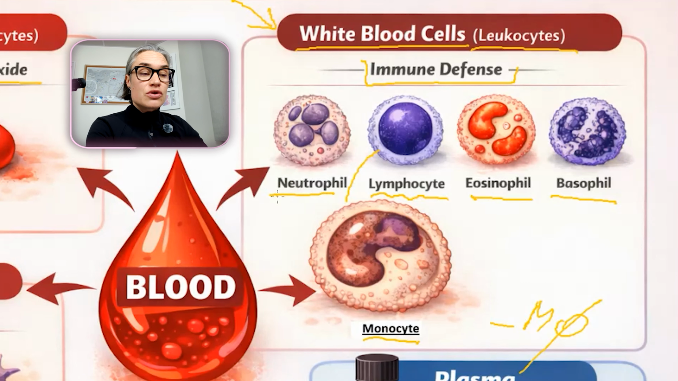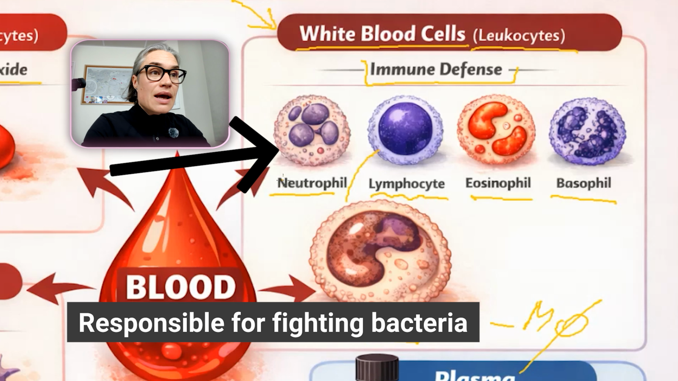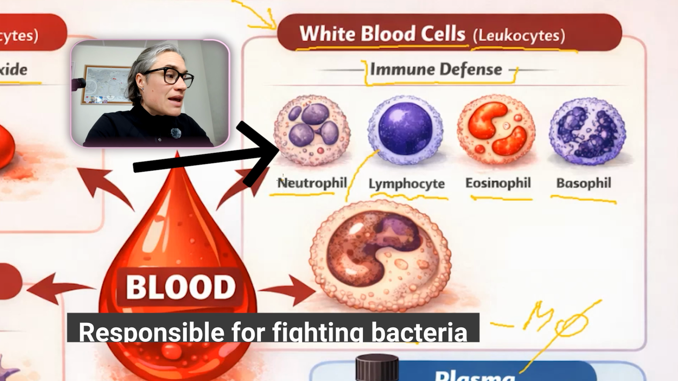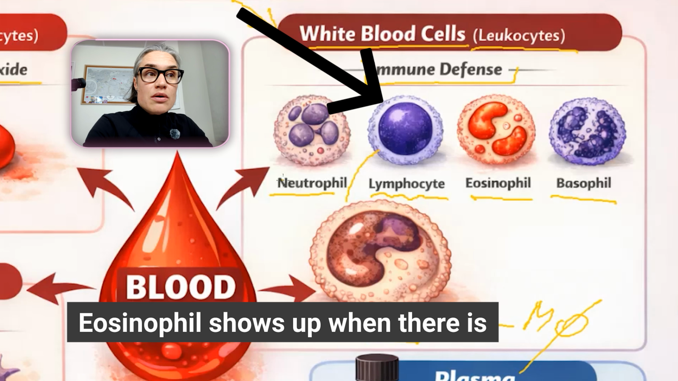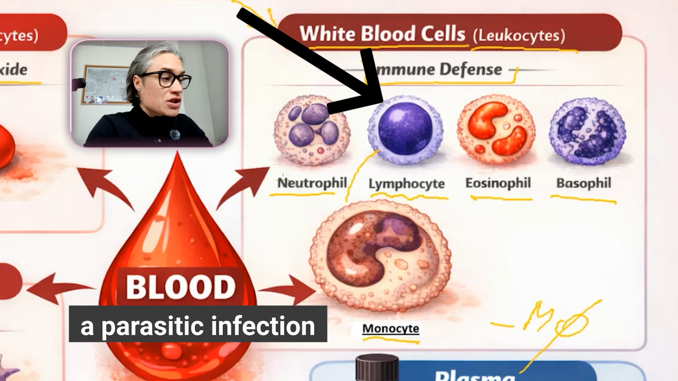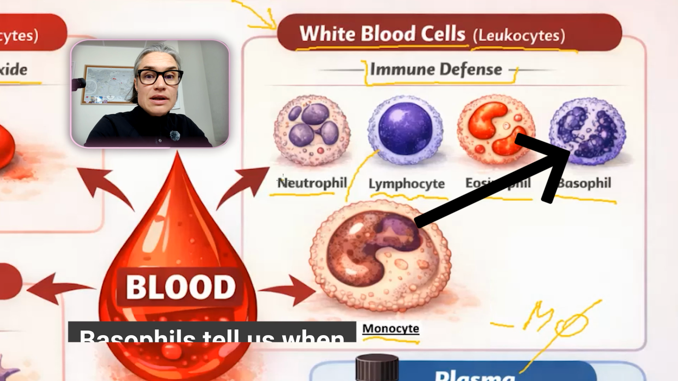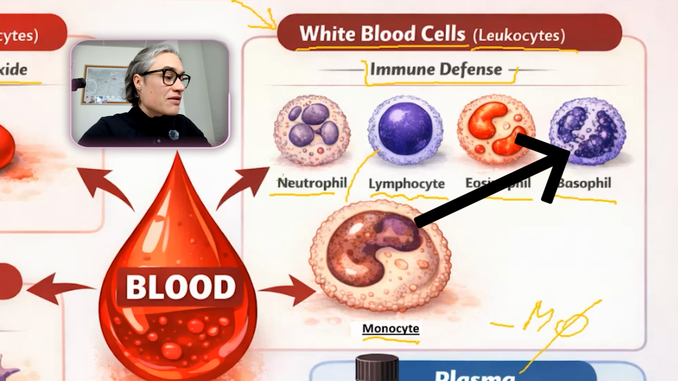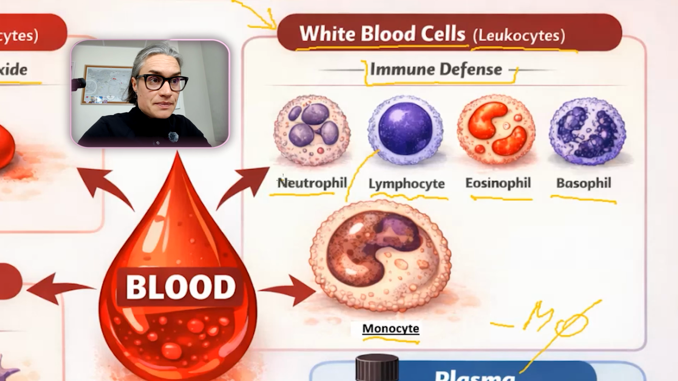Neutrophils are responsible for fighting bacteria. Eosinophils are going to show up when we have a parasitic infection. Basophils tell us there is an allergic reaction; they have a function in allergic reactions. So now let's have a look at the real version of them.